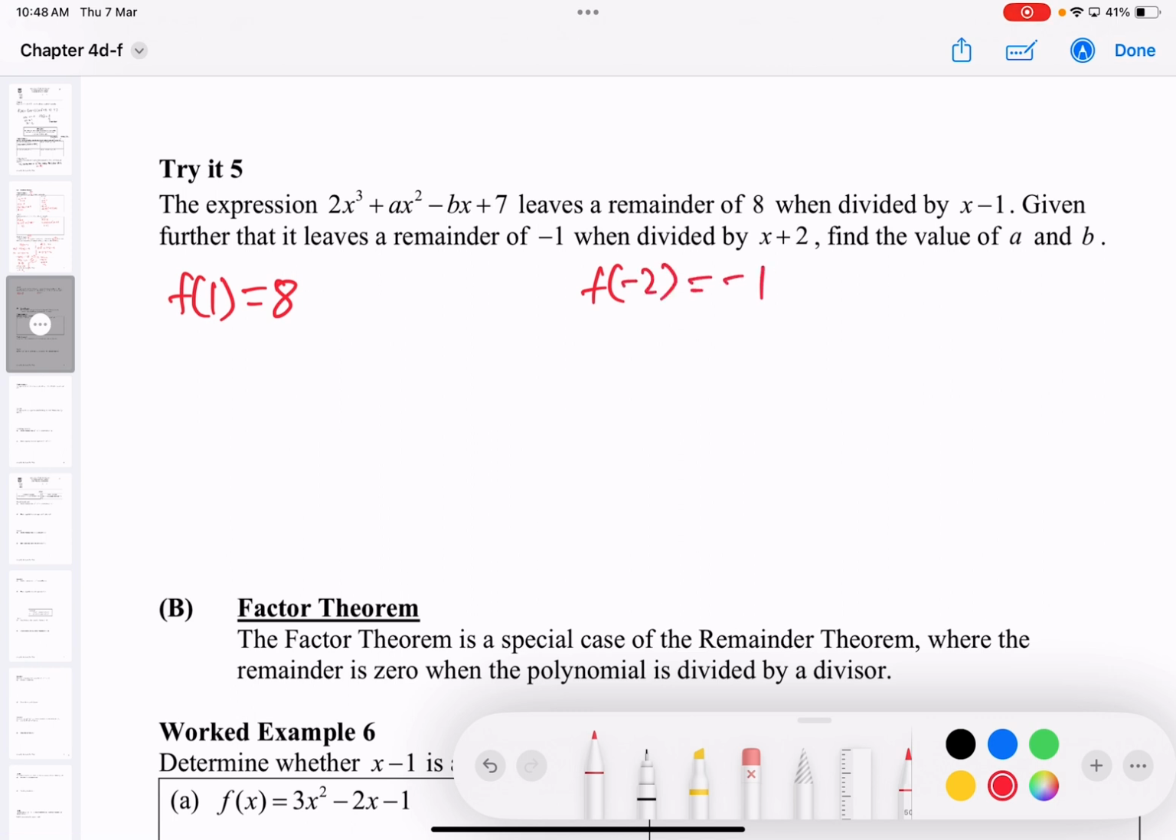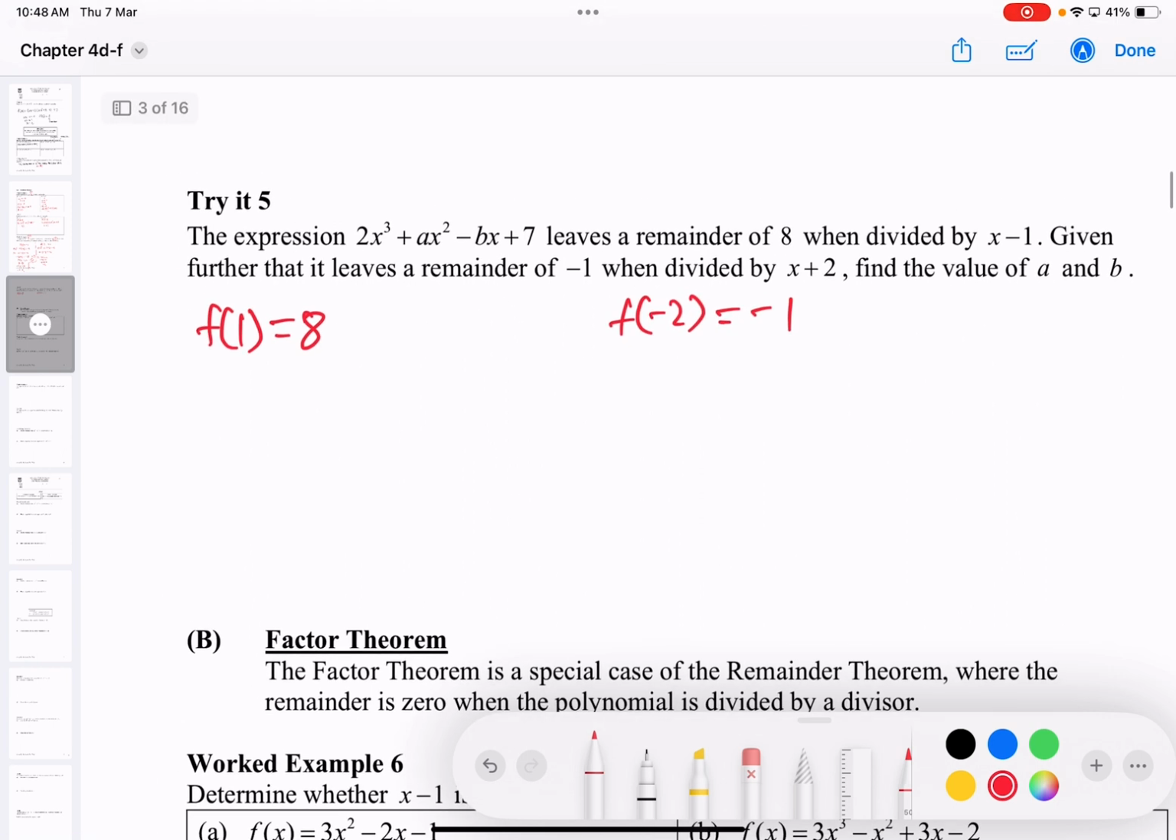The first one is correct, the second one is not wrong. You sure? Yes. Maybe you think the difference is wrong. Yeah, you are wrong. Negative 2.